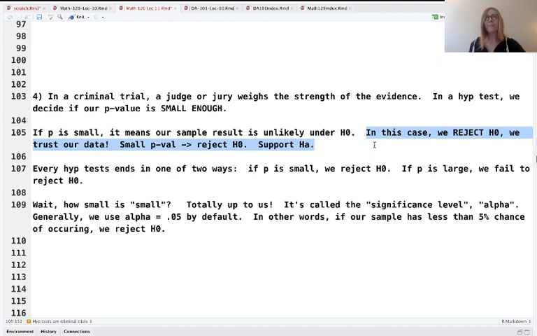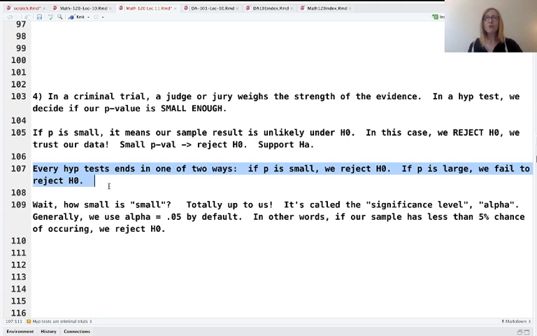Small p-value means reject the null hypothesis. That's how these tests work. So because of that, every hypothesis test ends in one of 2 ways. If p is small, then we reject the null hypothesis. Otherwise, if p is large, we didn't find the evidence that we're looking for, and so we failed to reject the null hypothesis.